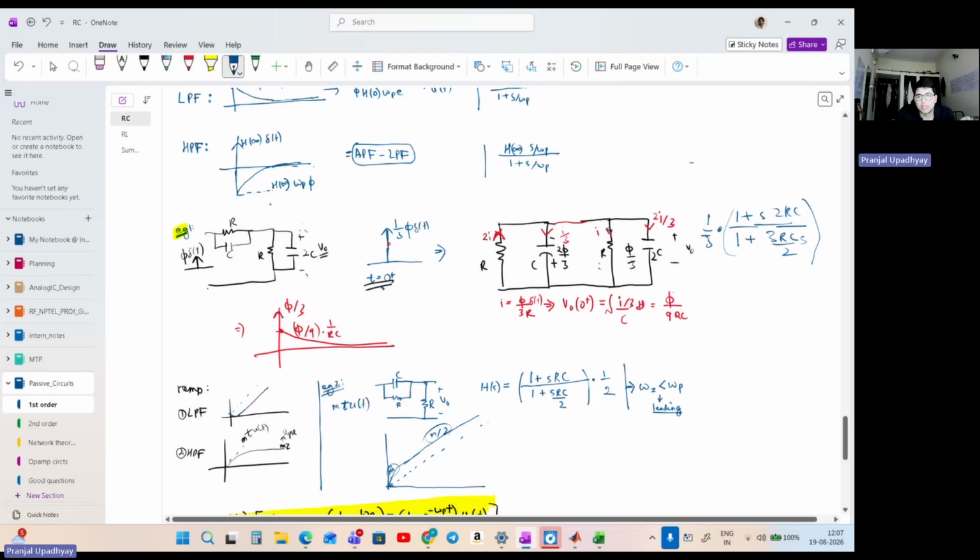At infinite frequency, the circuit must basically be giving half, right? So at infinite frequency, the circuit must be giving half, and thus we can understand that it's 5 by 9 here.